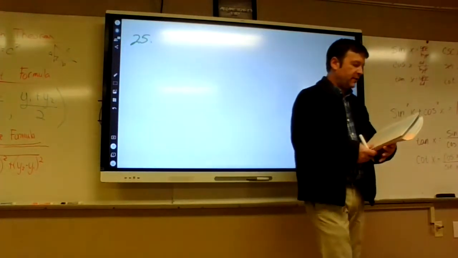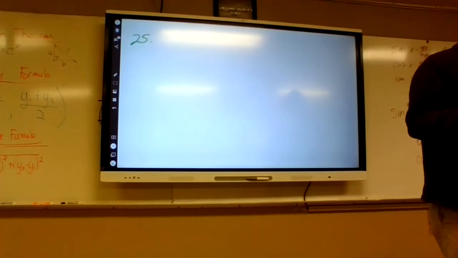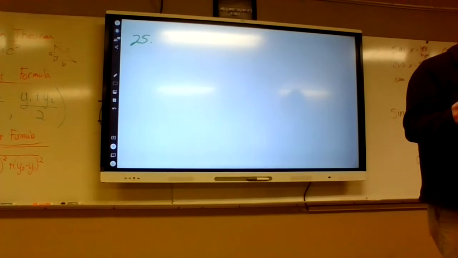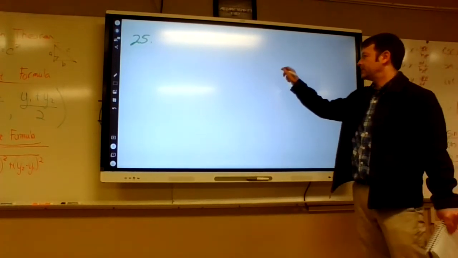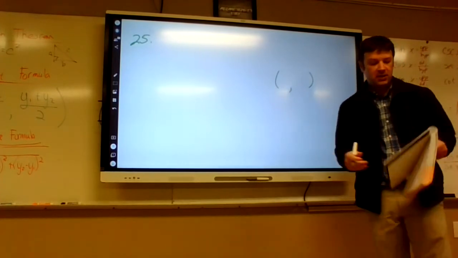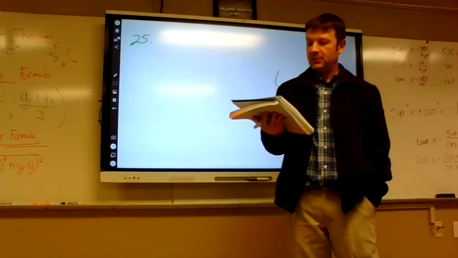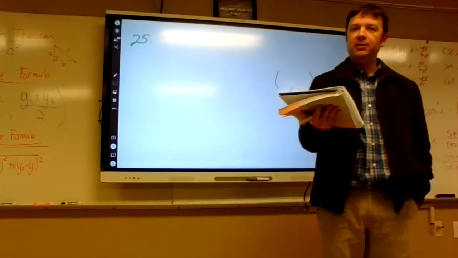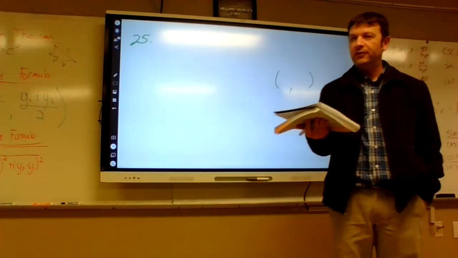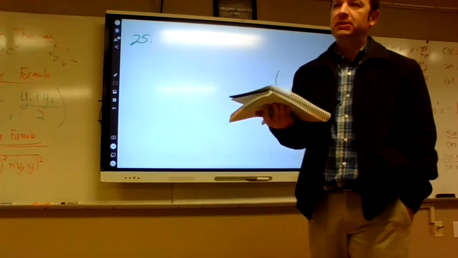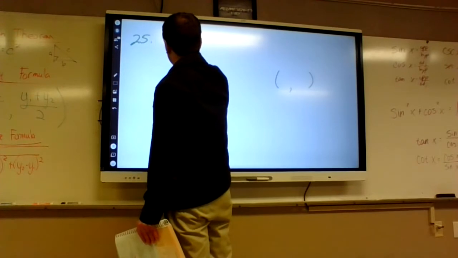Number 25 says express each vector in component form. Component form means how far does it go in the x direction, how far does it go in the y direction, with the parentheses and that kind of thing. You guys see vector u in the picture on the right? How far is vector u moving in the x direction? Positive 2. How far is it moving in the y direction? 2. So the component form for vector u is (2, 2).